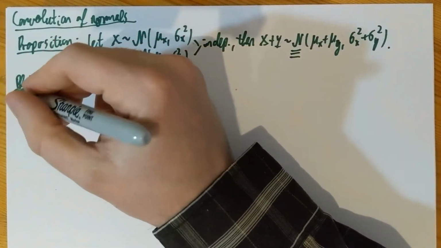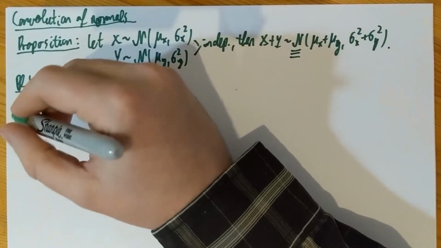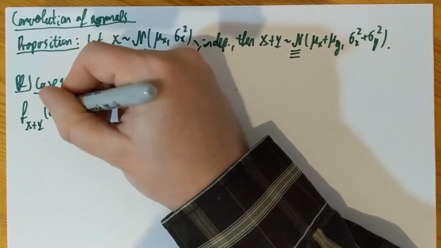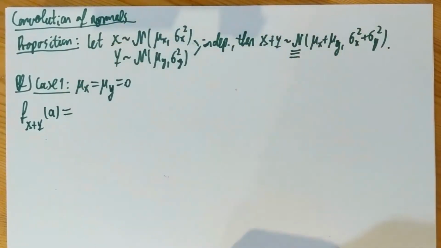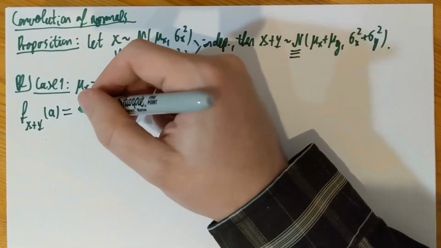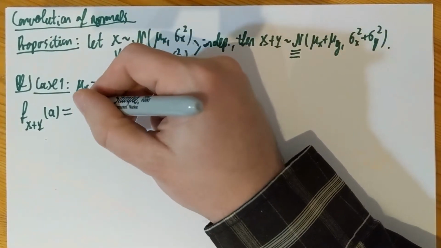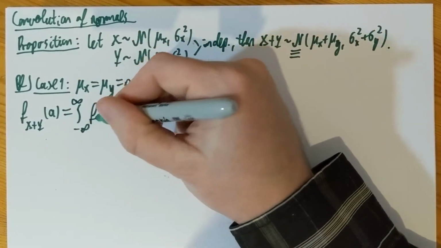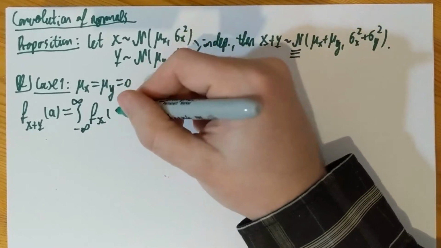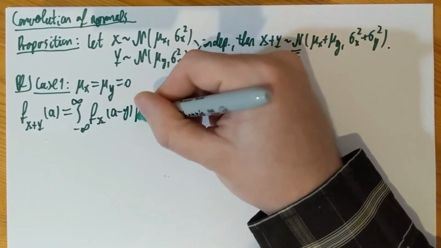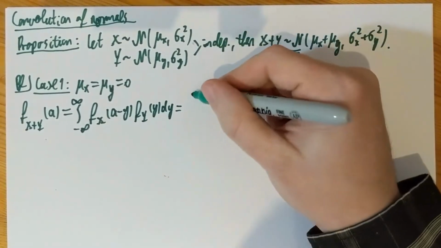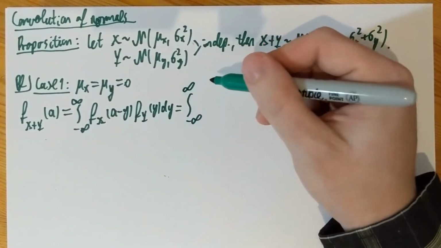Okay, so f of X plus Y at a point a is, by the convolution properties we just derived, going to be the integral from negative infinity to infinity of the density of X at a minus y and the density of Y at y, dy. Okay, so let's do this. Integrate from negative infinity to infinity.